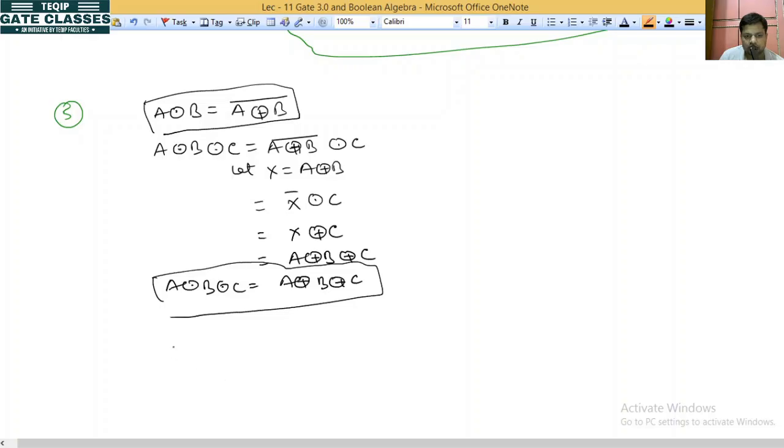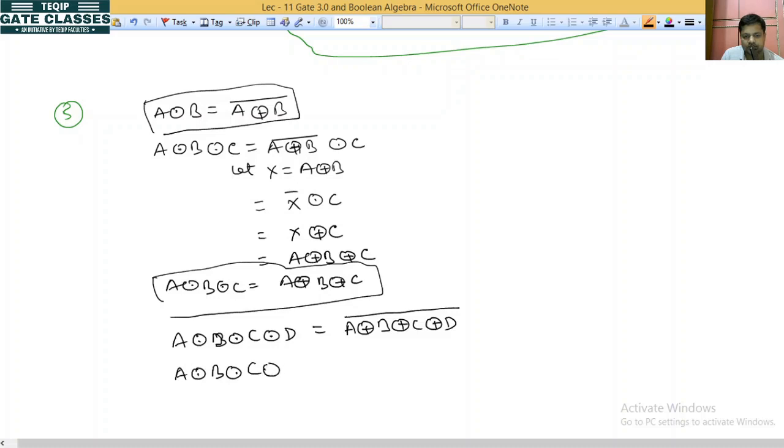In the same way, you can write A XNOR B XNOR C XNOR D is equal to A XOR B XOR C XOR D. You can prove it if you want. Okay na? A XNOR B XNOR C XNOR D XNOR E is equal to A XOR B XOR C XOR D XOR E. Okay na? So from here we got one formula.